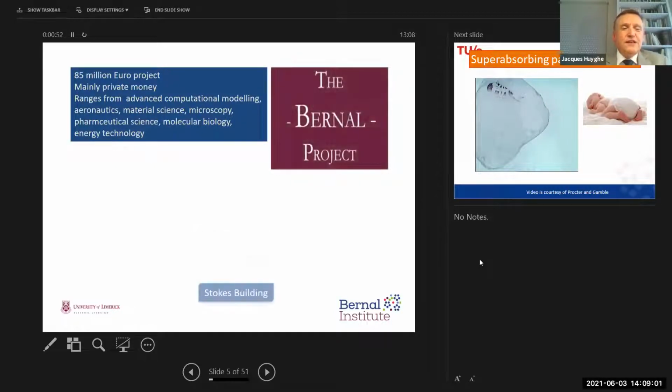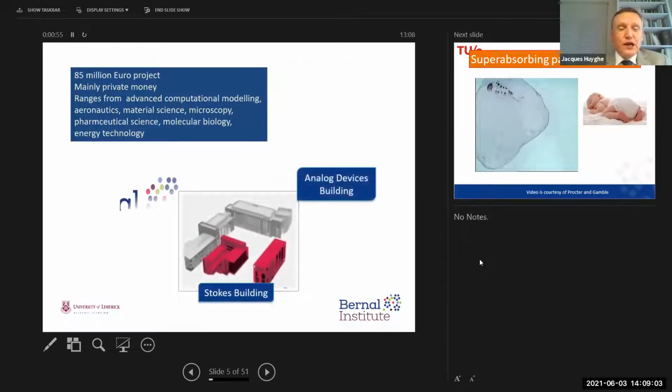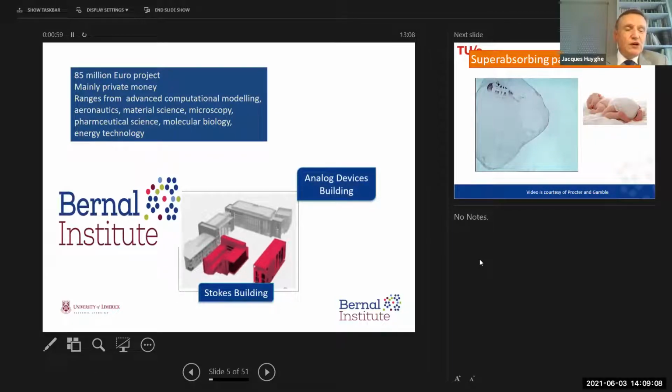Since 5 years, I am Bernal Chair of Biomedical Engineering, and Bernal Institute is a project of about €100,000 in the west of Ireland, a place where there is more concentration of biomedical companies than anywhere in Europe. The applications we think about within Bernal Institute range from advanced computational modeling, aeronautics, material science, microscopy, pharmaceutical science, molecular biology, and energy technology.